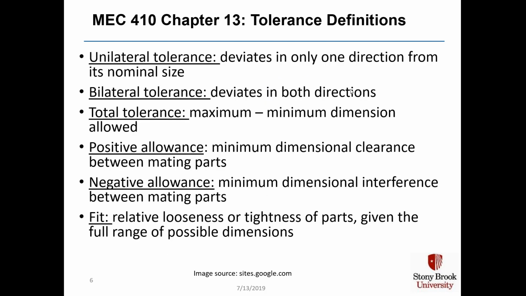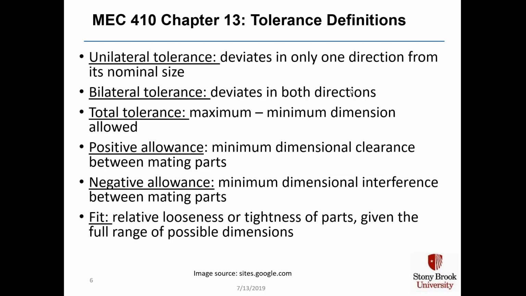Here are some tolerance definitions for you. A unilateral tolerance deviates in only one direction from its nominal size, while a bilateral tolerance deviates in both directions. The total tolerance is the difference between the maximum and minimum dimensions allowed.